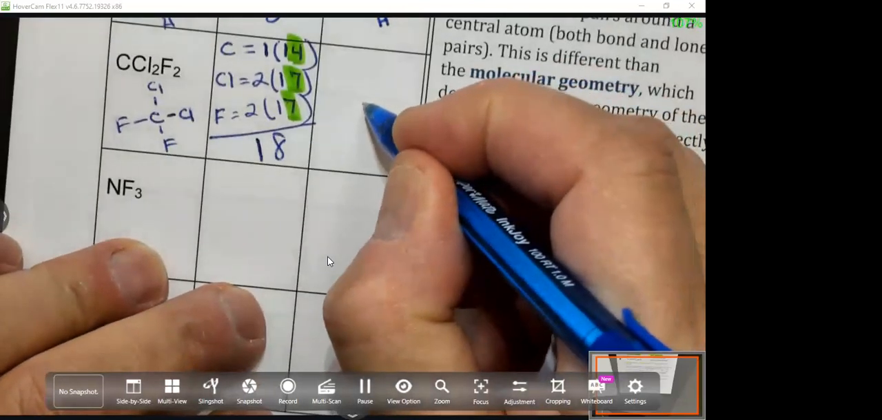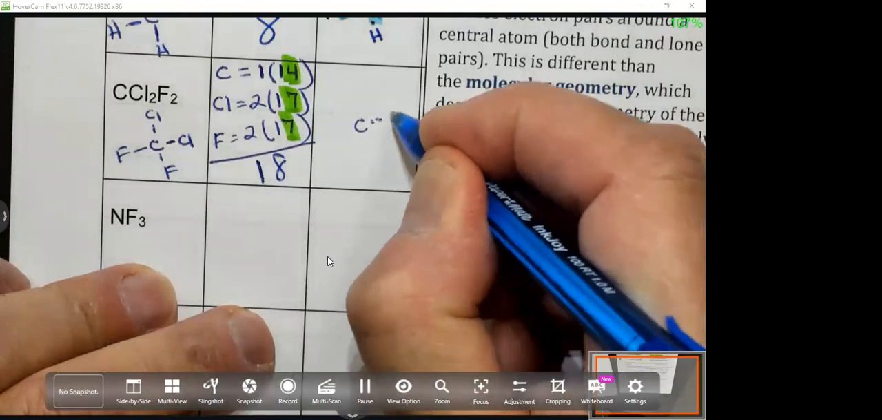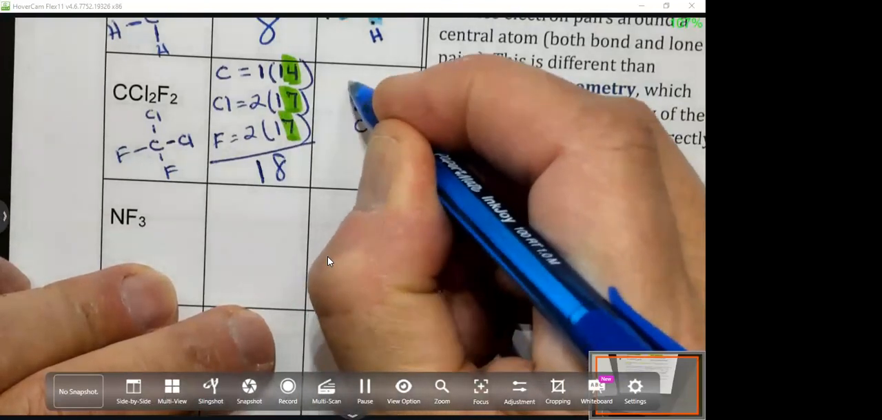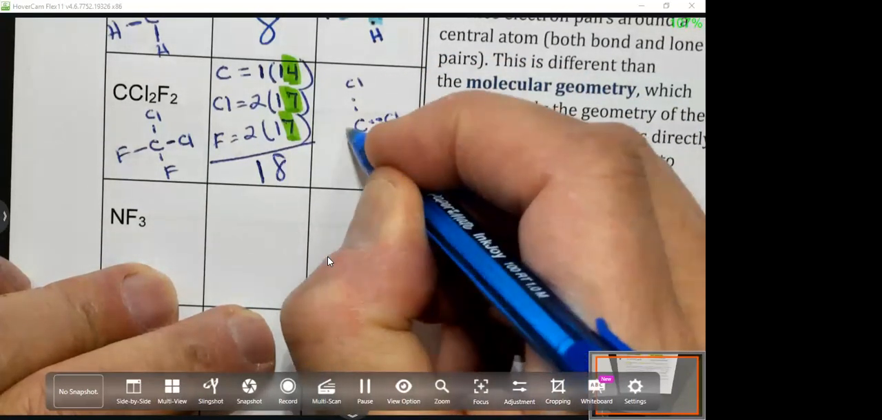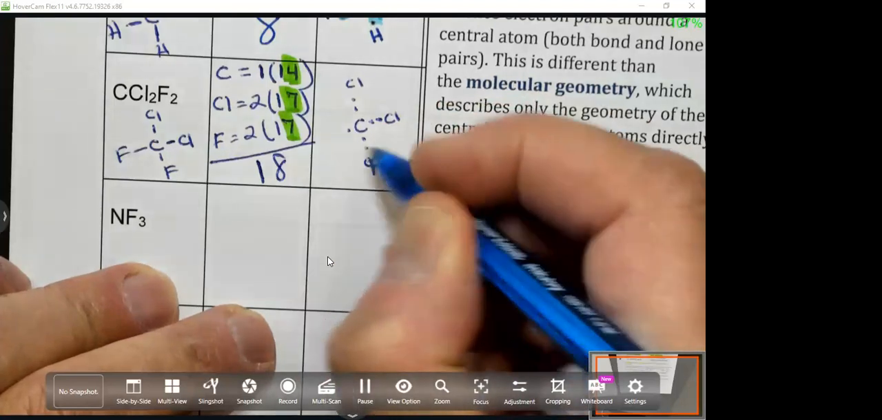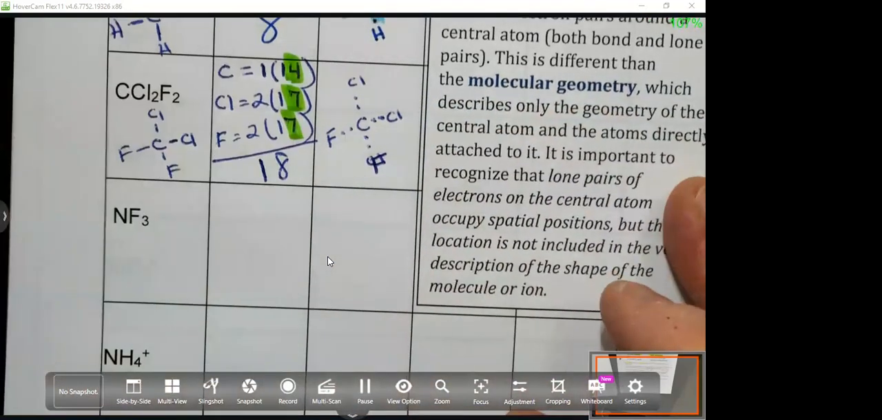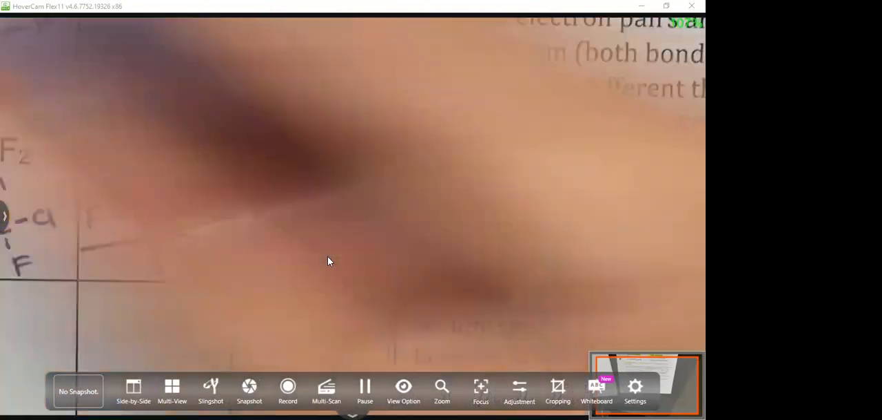We're going to put carbon in the middle, and we're going to do a pair of electrons here, and we're going to put the Cl. We're going to put a pair of electrons here and put a Cl. Pair of electrons here and put a Cl. Oh, no, one of these. I've got to go F, and I've got to go F. Sorry, I made it look a little ugly. We got 2 Cls and 2 Fs.